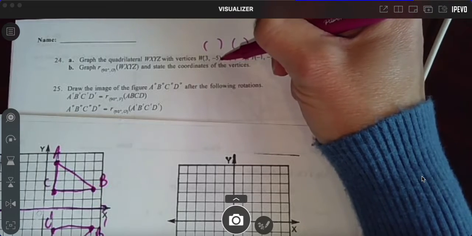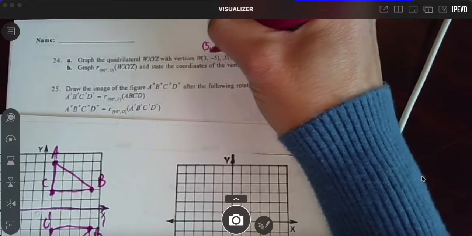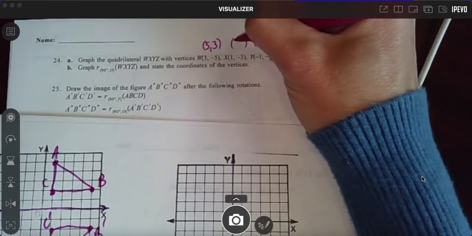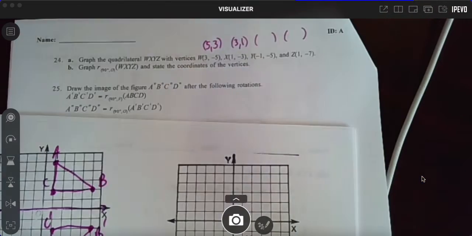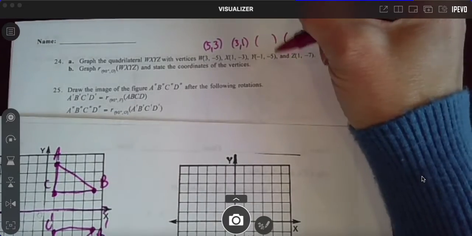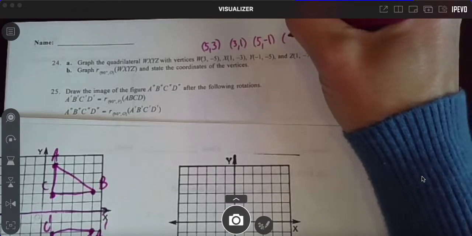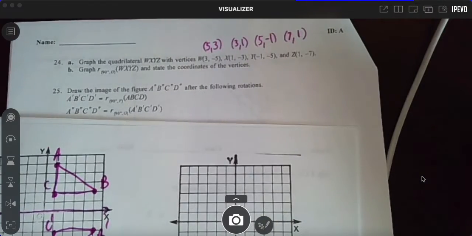So instead of negative 5, what would I write? 5, and then I keep my X the same. What do I write for my Y value this time? 3, keep my X value the same. And notice we're switching them. Make that 5, my X value stays the same. Make that a 7, and my X value stays the same.